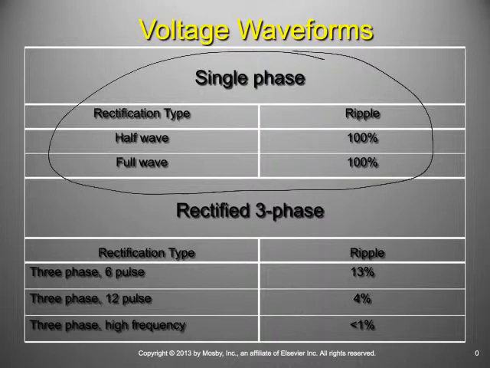If I'm talking about a three-phase, and we won't get into the pulse part of it, but if I'm talking about just a three-phase machine, I'm talking about a 13% ripple. Much, much better than 100%, right? Much, much better in terms of the energy of the X-rays that are being produced.